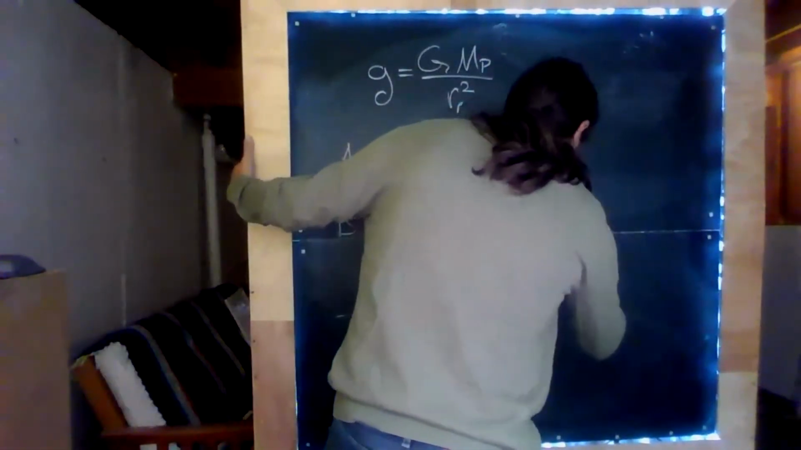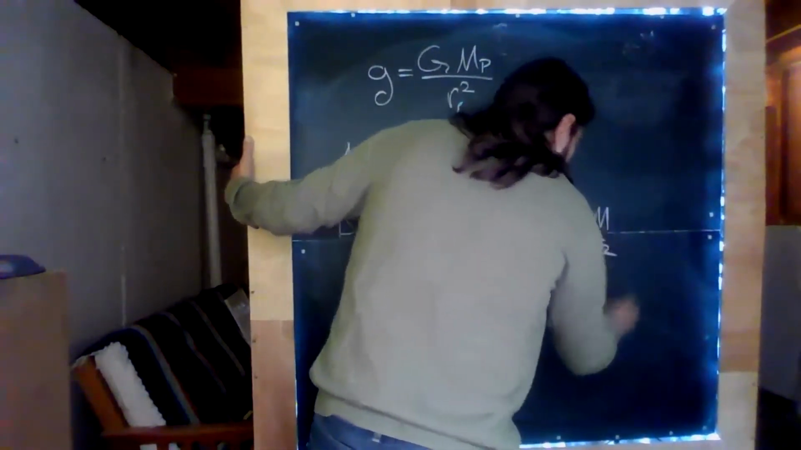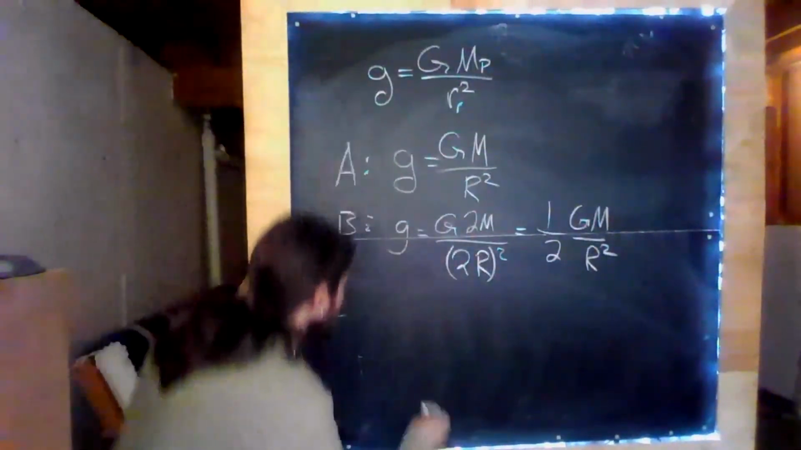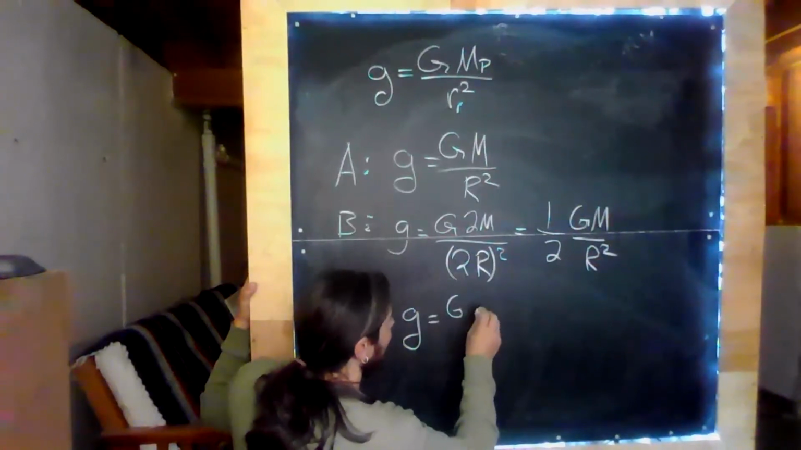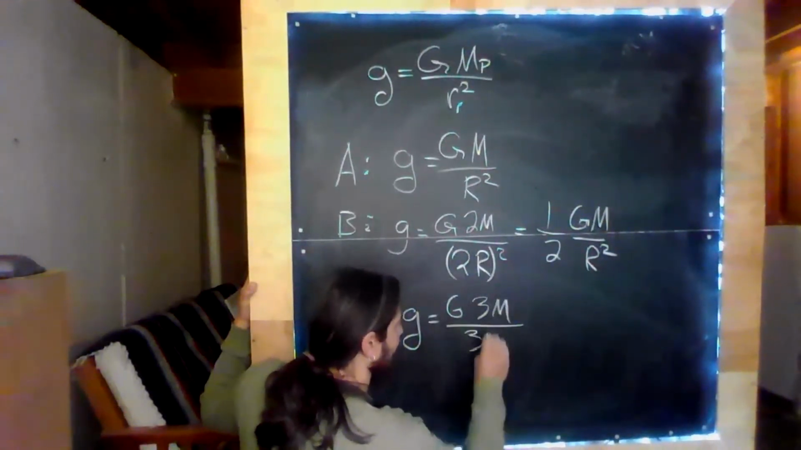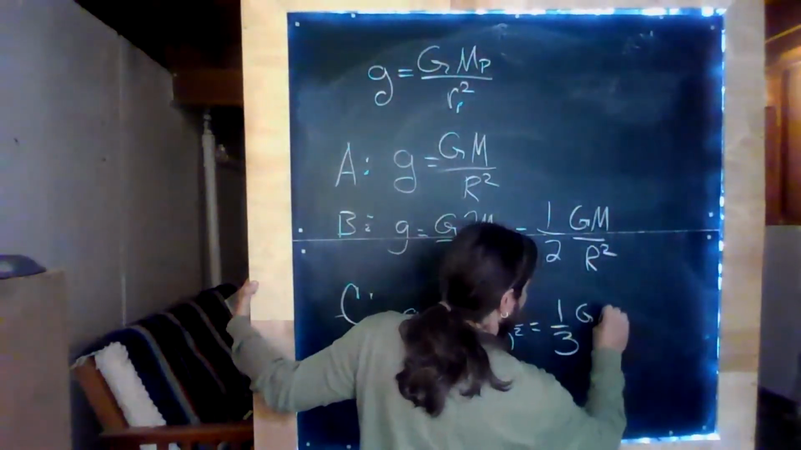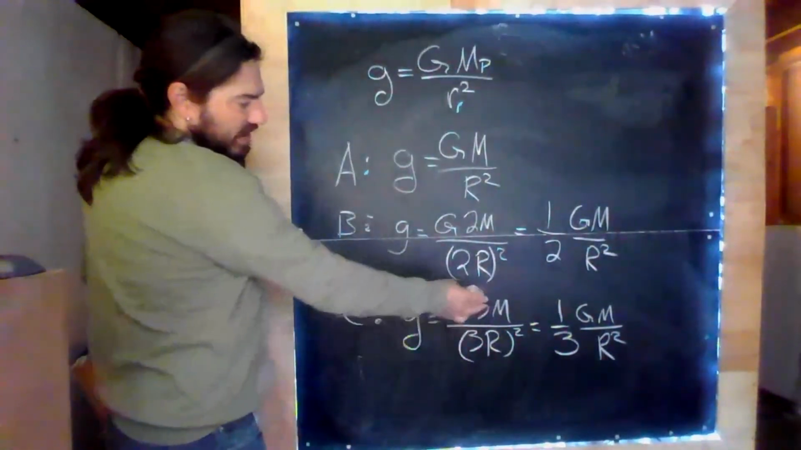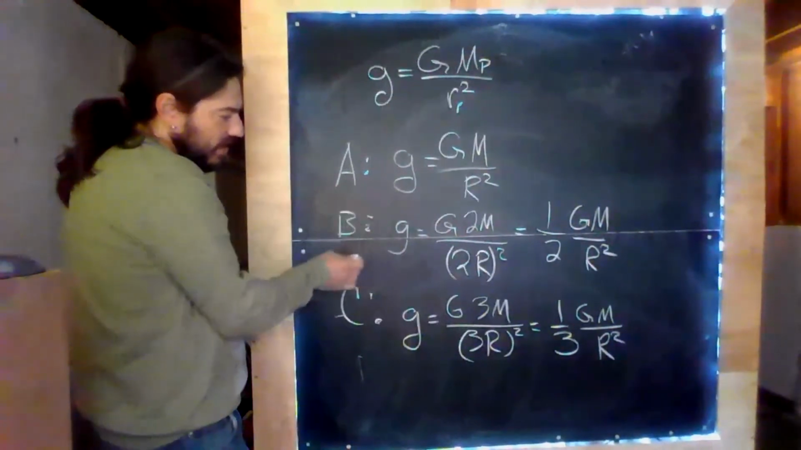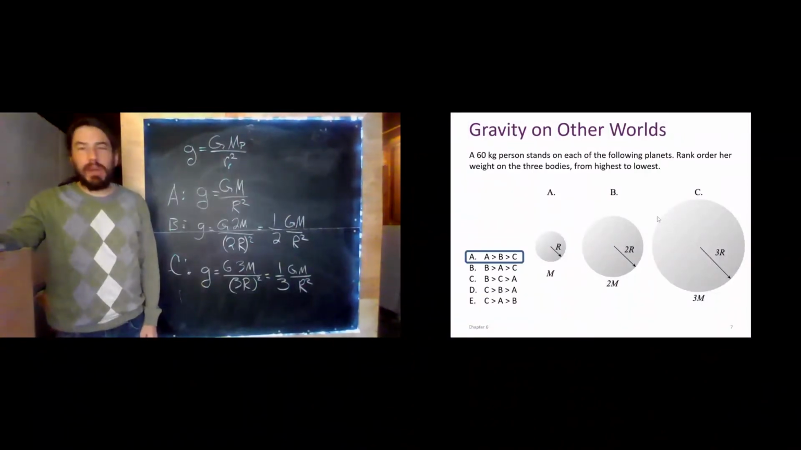Notice one of my 2's cancel, and I end up with 1/2 g m over r squared. Okay, so that one's smaller. Let's see about c. For c, we have... so it looks to me like the greatest is A, next is B, and next is C. And PowerPoint agrees.